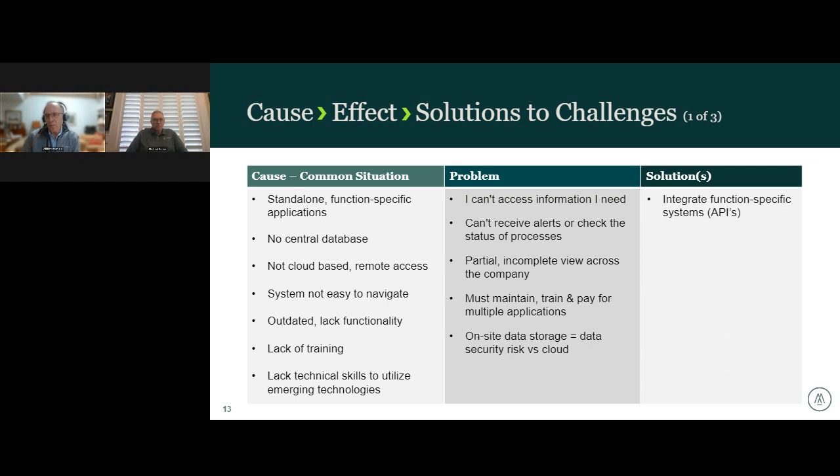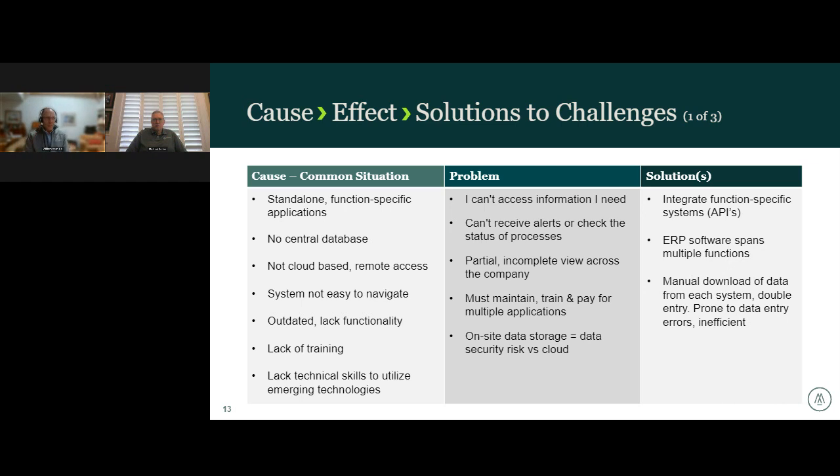So really, there's three solutions here. If you have, you can integrate the function-specific applications that you have, so application interfaces that can be written, or you can look at an ERP, an enterprise resource software that really already spans multiple functions. And Mike is the head of our IT team. He's going to talk much more in depth about these types of things.